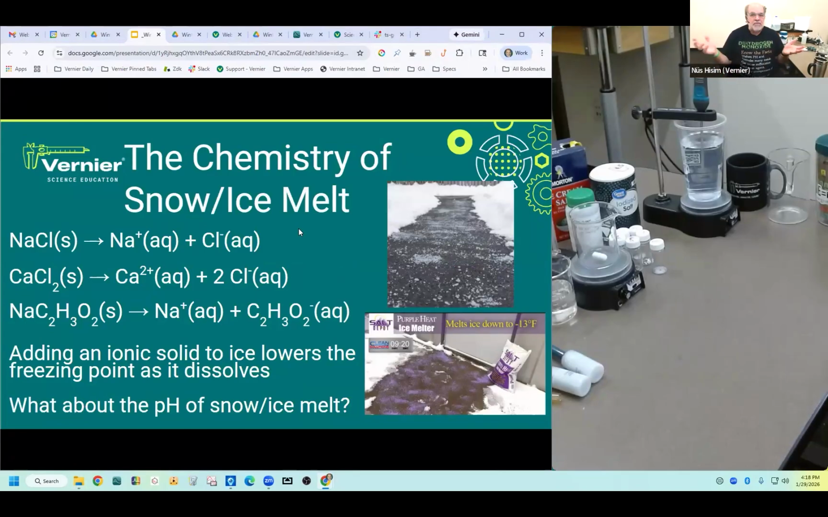Ice melt, salt, calcium chloride, very common on the East Coast. I remember we could buy bags of that stuff, the little pebbles, and I've got it here. What kind of surprised me, our neighborhood, or it's Oregon, and we don't want to put stuff down that's going to kill animals or plants. So they're using this blue melt stuff, and I'm like, what the heck is that? It's 92% sodium acetate. What?